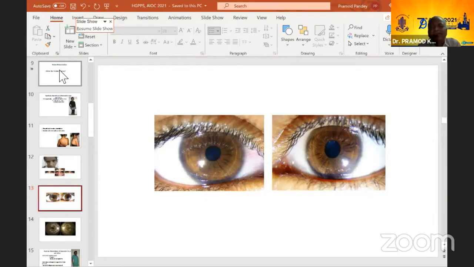You can see there is some anisocoria. The left pupil seems to be slightly larger and there is some kind of iris hypoplasia. The pattern is not as grossly seen as you see in normal people. So some iris hypoplasia and some pupillary anisocoria is there in this child.